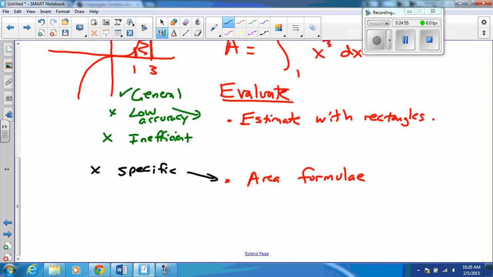On the other hand, what are the advantages? They're very accurate. In fact, they're exact, which is wonderful. What else? One more thing. How efficient are they? Very. They're very efficient, that's right. So if I can get away with it, I'm going to do an area formula. Okay.